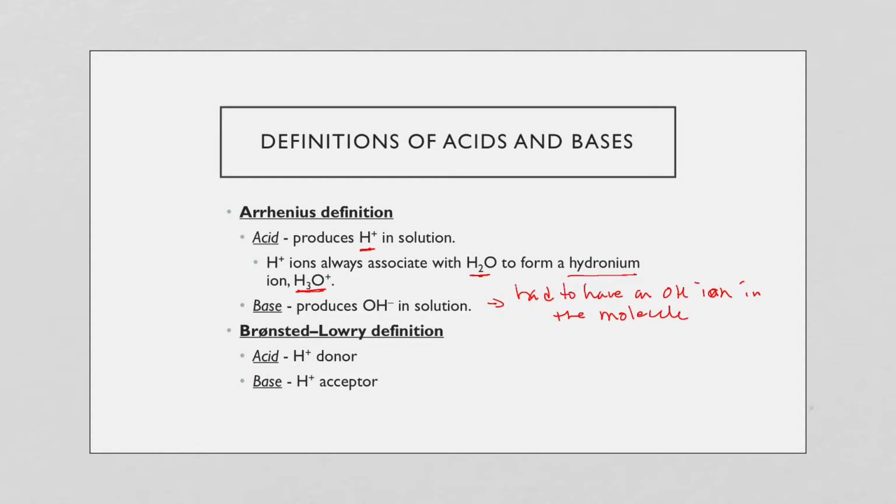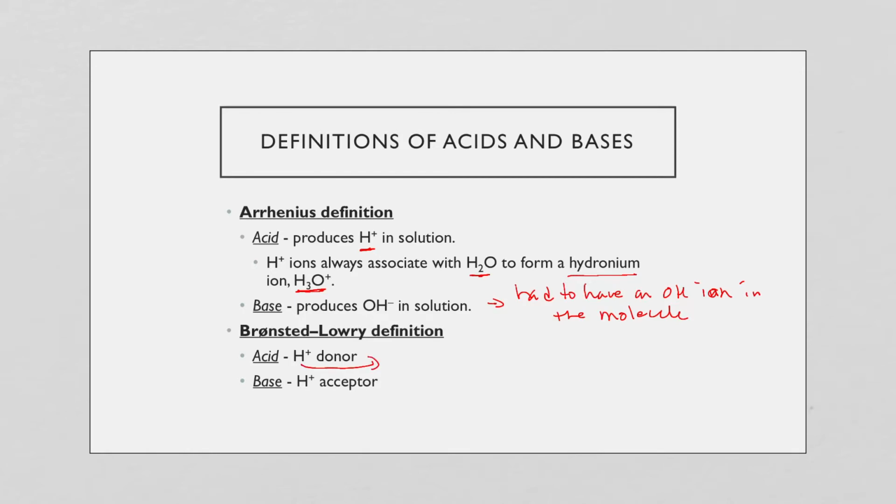But we have what's called the Bronsted-Lowry definition system. And this uses a definition where we don't look at structure and what's produced, but we look at more of what's happening in the reaction. And so we view an acid as what's called an H+ donor.